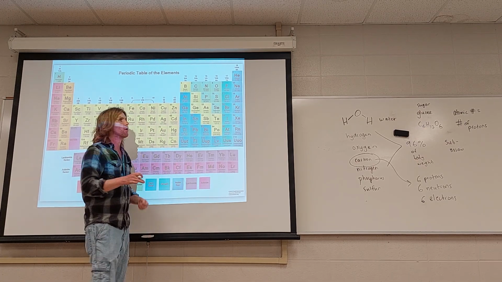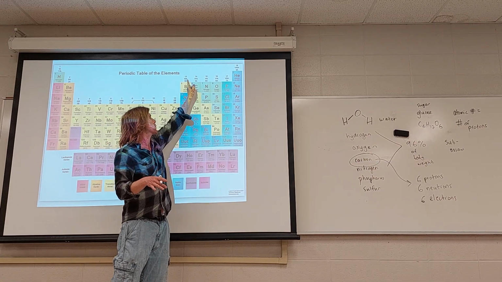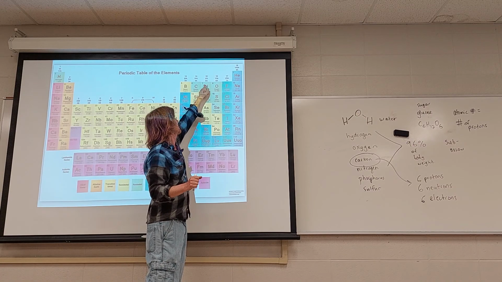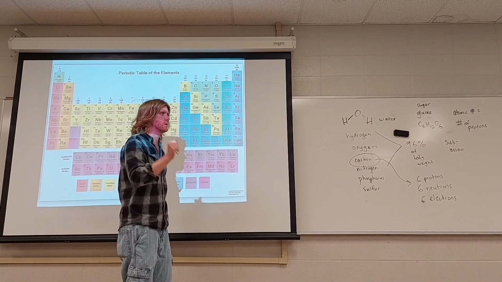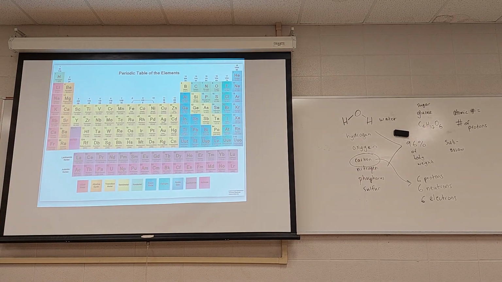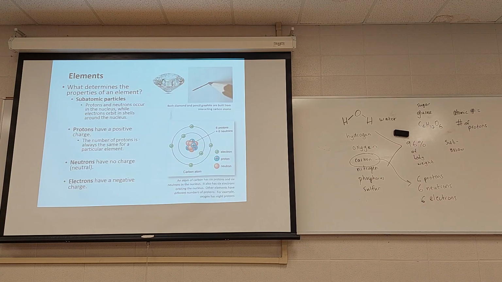Even if the number of neutrons is different, even if the number of electrons is different, if protons equal 6, it is carbon. If it has 7 protons, it's nitrogen. 8 protons, it's oxygen, so on and so forth. We'll come back to this periodic table. Okay, so let's stick with carbon.